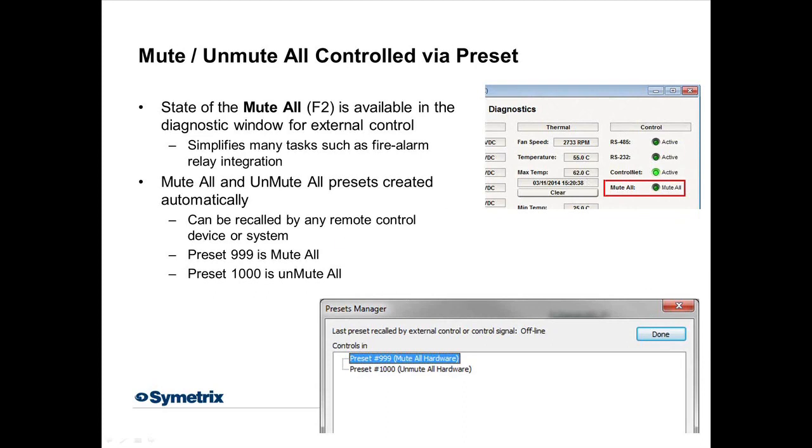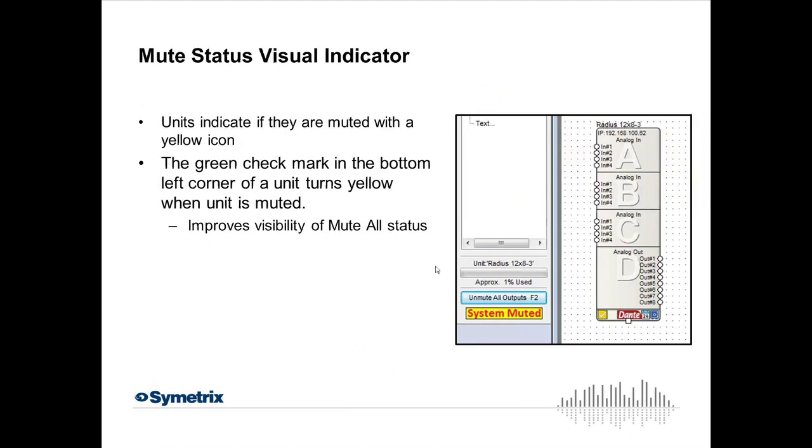Of course, you had 1,000 presets to use up until now, so now you have 998 presets to use. We stole 2 of them from your currently available presets to make these mute all and unmute all presets, and hopefully you appreciate that.